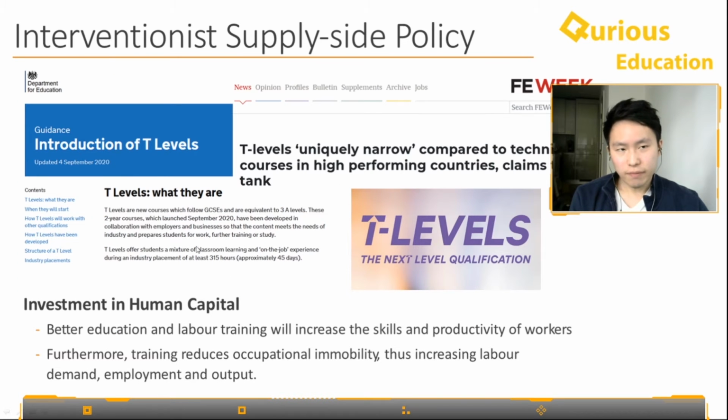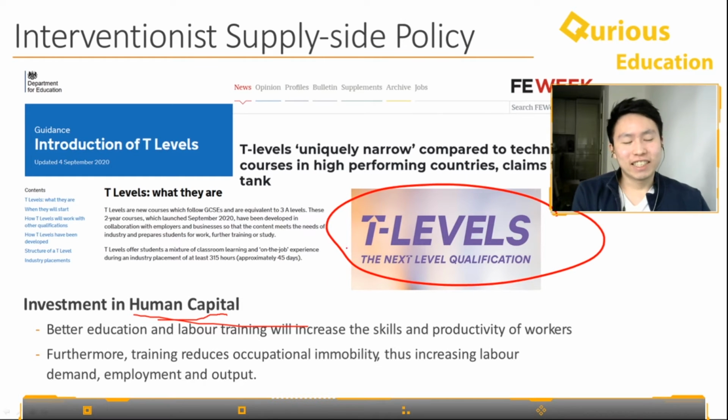And then finally, the last main branch of interventionist supply side policy would be the investment in human capital. So an increase in human capital, what types of things are we looking at? I'm not sure if you guys have heard of the new T levels. The T levels, I think, are just starting this year, and supposedly the government is spending a lot of money on this. It's kind of an alternative in between the apprenticeship schemes that we currently have and the more academic BTEC and sixth form A levels.